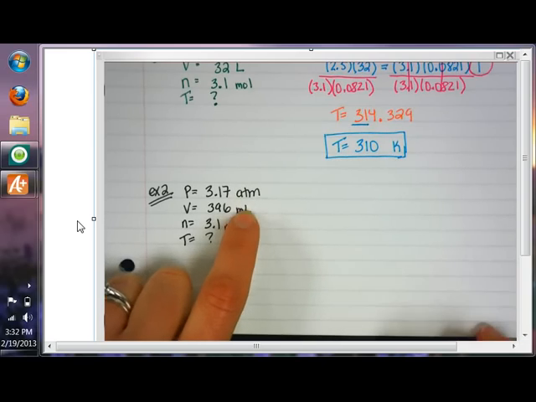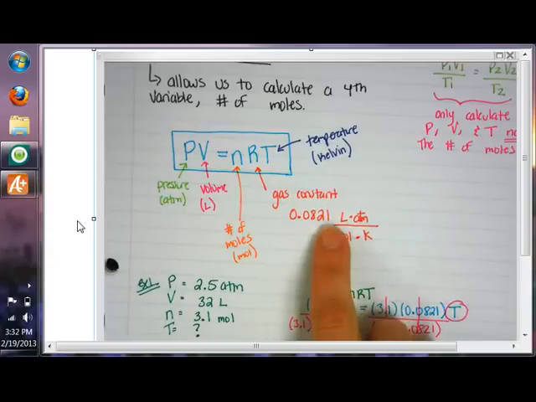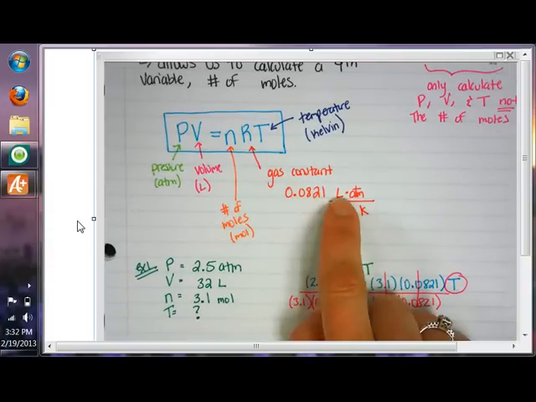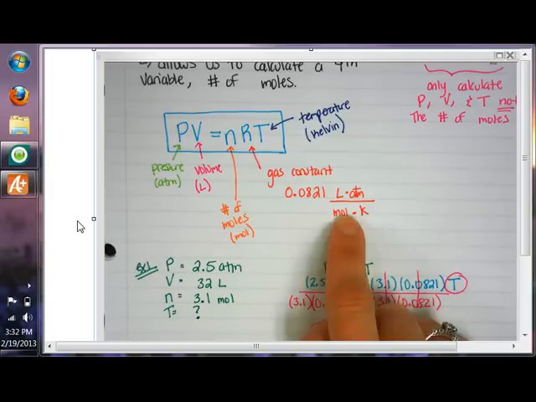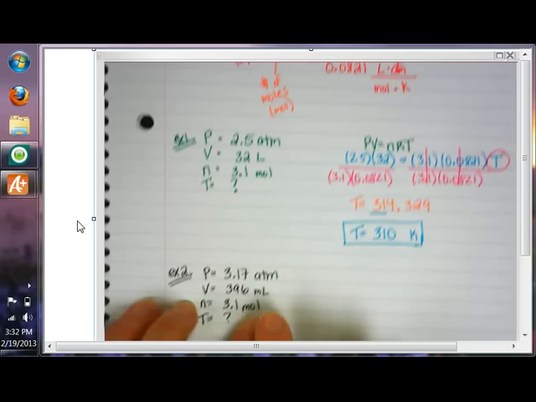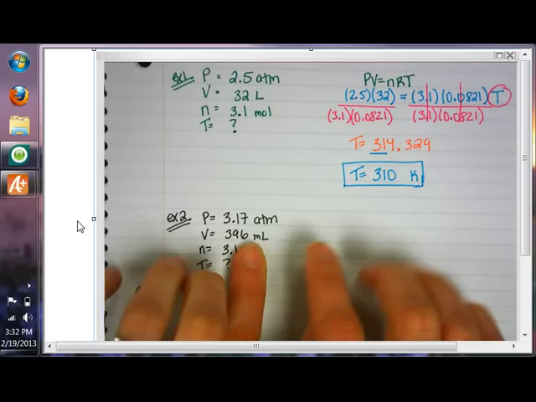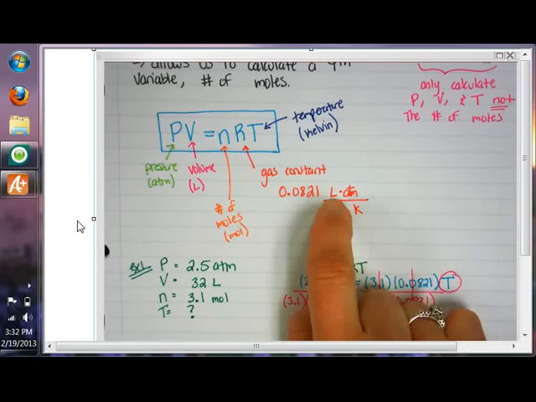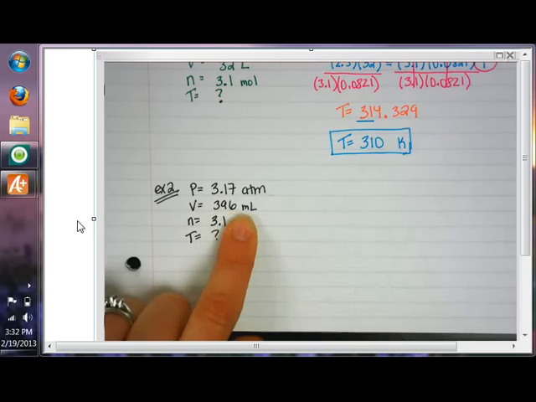So the very first thing I'm going to do is check my units. These units need to match my gas constant units. So it needs to be liters for volume, atmospheres for pressure, moles, not grams, and it needs to be in Kelvin for temperature. Now, I'm noticing that my volume is in milliliters. According to the gas constant, I have to be in liters.